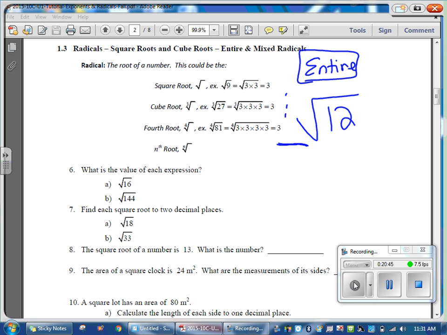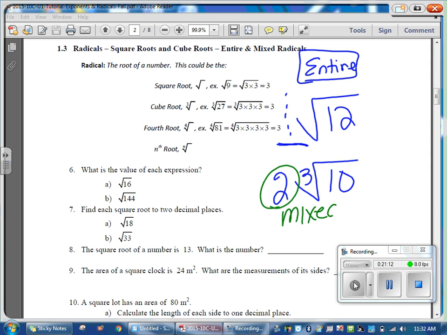Okay, you want a hidden coefficient of 1. If I've got 2 cube root 10, okay, 2 cube root 10. Because there's a number out front that is not a hidden 1, we now call that a mixed radical. Okay, it's a mix because there's something out front that is not a hidden positive 1. Okay? If you've got a negative sign out front, that means there's a negative 1. Then it's a mixed radical. Okay?